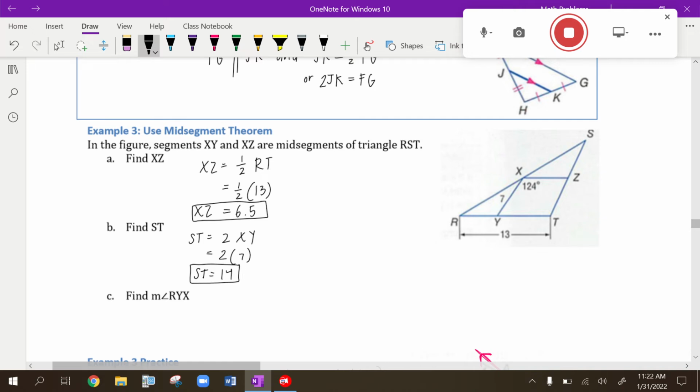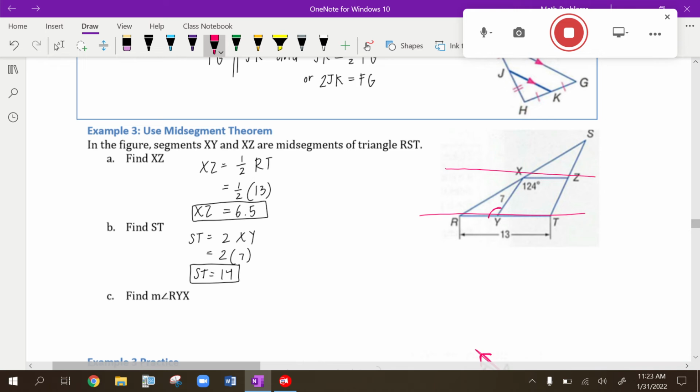Finally, we can also use this to find angles since we know parallel lines. We're trying to find the measure of angle RYX. That would be this angle right here. Now, let's see if we can find any lines that are parallel. I know that XY and ST are parallel, but that doesn't help me create an angle with the one that I already know, 124. So let's go ahead and look at a different pair of parallel lines.